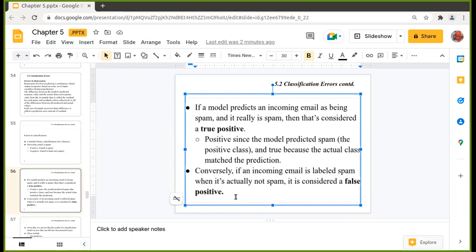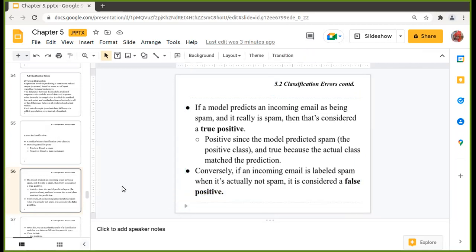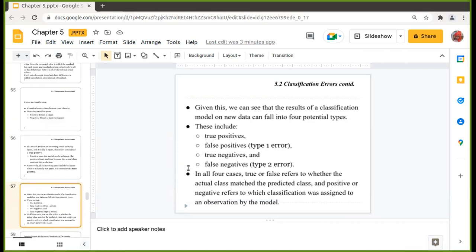Okay, and this case, that is false positive and true positive, these are the two cases whenever we are detecting whether the email is positive or not. So that was the case regarding whether an email is classified as positive, but whether it is actually positive or not.